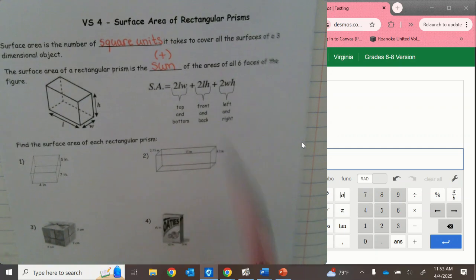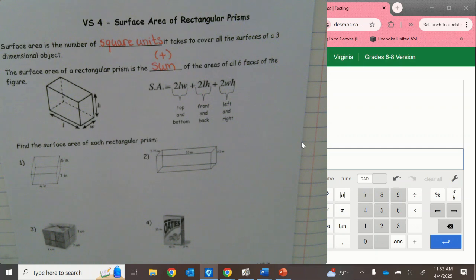This formula kind of condenses things for you. So you don't have to find the area 6 times. You only have to find the area 3 times. Because if I have a rectangular prism like a tissue box, okay, if I find the area of the top of the tissue box, and let's say that is 10 centimeters squared, what other face of the tissue box is also going to be 10 centimeters squared? Front and back. If the top is 10 centimeters squared, what's going to be the same as it? The bottom. The faces that are opposite each other will have the same area.